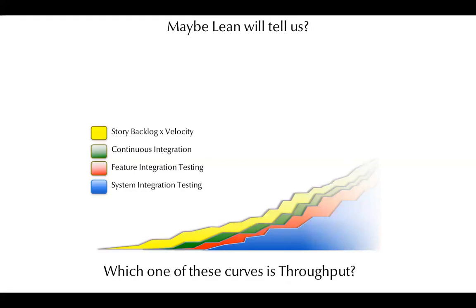Let me ask you this, Stefan. Which one of these beautiful curves in the cumulative flow diagram is throughput?